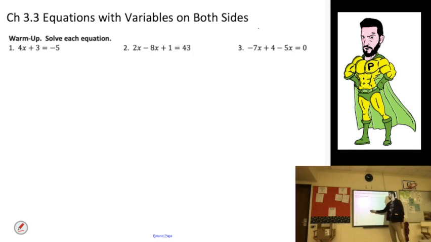Today we are solving equations with variables on both sides of the equal sign. So, we're going to warm up with some two-step equations.